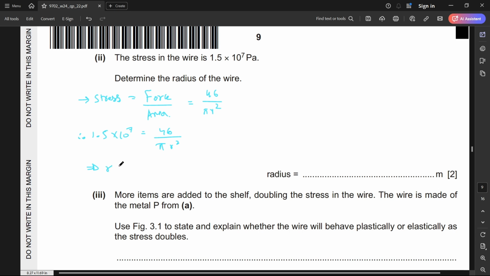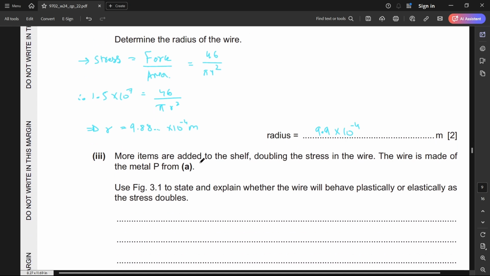And therefore, if I make r the subject, the answer will come out to be 46 divided by pi into 1.5 into 10 power of 7. And whatever is the answer, I'll need to take the square root of that, and it comes out to be 9.88 into 10 power of minus 4 meters. Based on this, I can state that my final answer is 9.9 into 10 power of minus 4. So if the stress in the wire is 1.5 into 10 power of 7, the radius will come out to be 9.9 into 10 power of minus 4 meters.